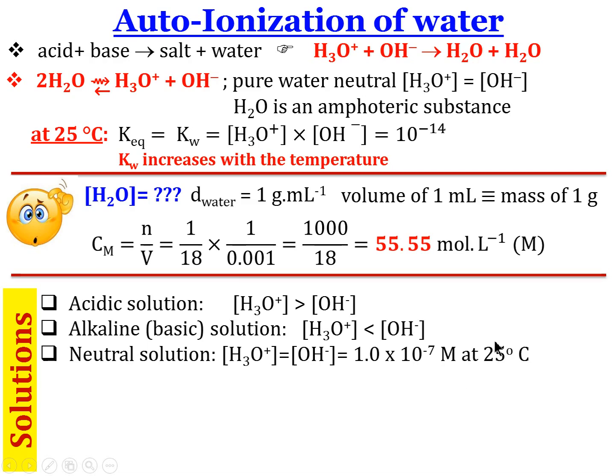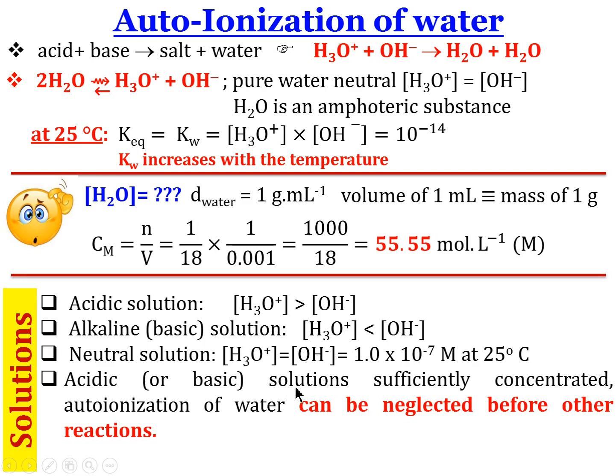At 25 degrees, Kw equals 10 minus 14. So Kw equals H3O plus squared, or Kw equals OH minus squared. So H3O plus equals OH minus equals the square root of Kw. In this case, for a neutral solution at 25 degrees, the concentration of H3O plus is equal to the concentration of OH minus, equal to 10 minus 7 molar.